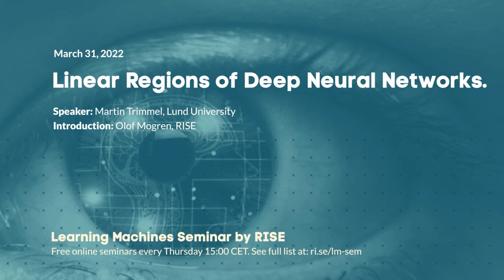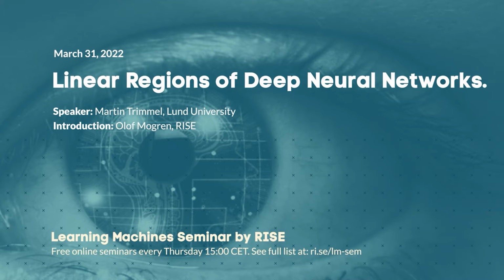Martin does his research in mathematics, using mathematics to obtain better theoretical understanding of deep learning, and also on the effect of activation functions on the network function and its performance. The topic today is linear regions of deep neural networks, an analysis of the expressivity of deep convolutional neural networks. And this is based on work that was presented at ICARE 2021.